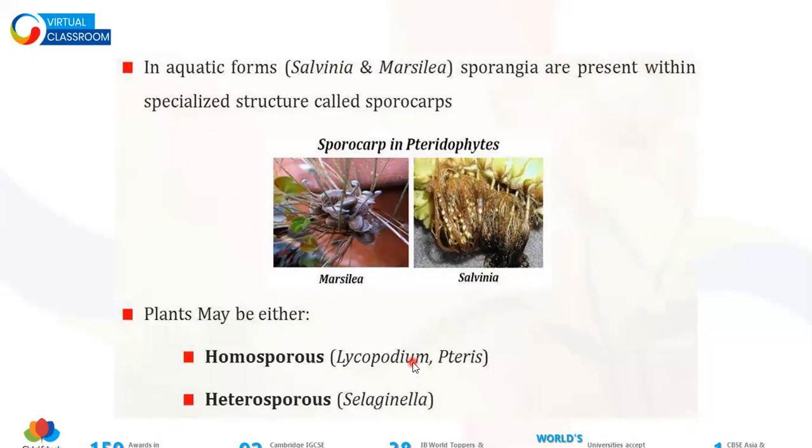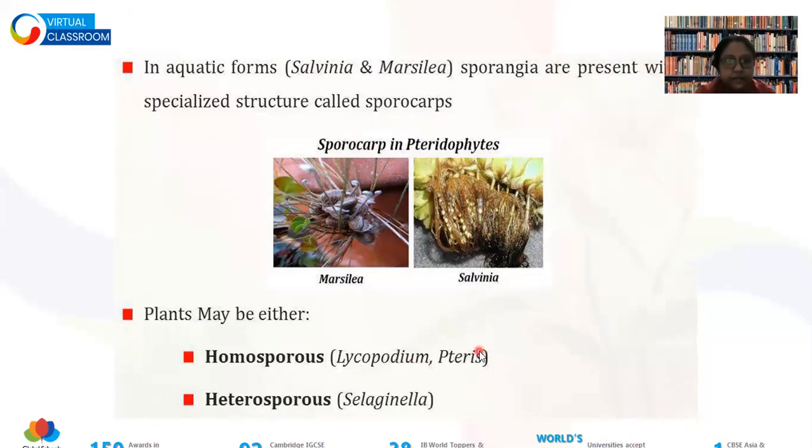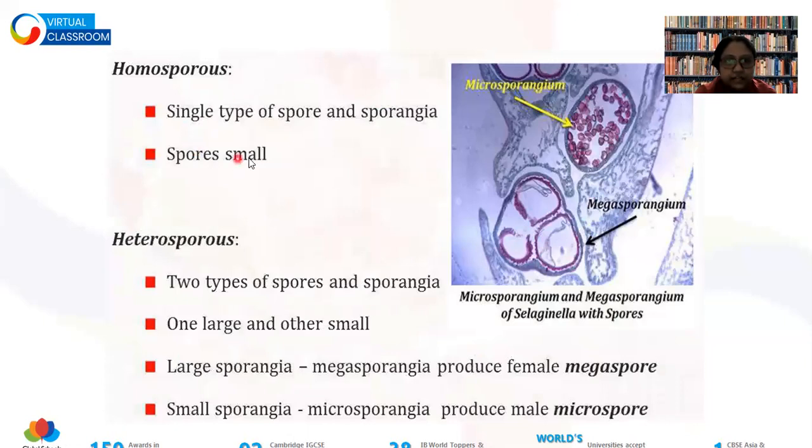Now they can be homosporous or heterosporous. In case of homosporous, only a single type of spores will be there, and spores will be small, whereas in heterosporous, two types of spores are present. It is a very good electron micrographic image of the heterosporous plant Selaginella, where you can see two types of sporangium, isn't it? This is megasporangium, which is producing the megaspore, and this is the microsporangium, which is producing the microspore. Is the photograph visible?